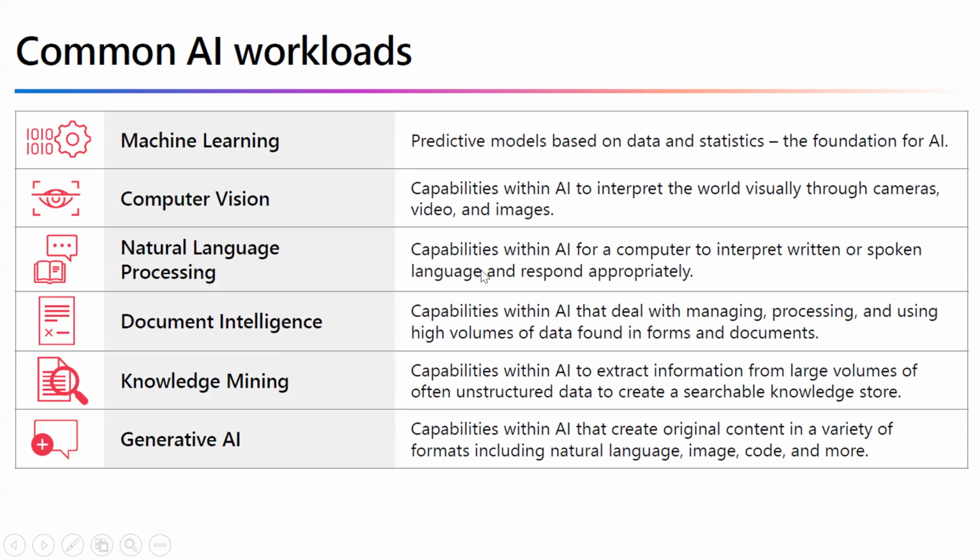NLP, as I explained, is the capability within AI for a computer to interpret written or spoken language, the natural language which we speak. Document intelligence is the capability of AI that deals with managing, processing, and using high volumes of data found in forms and documents. These are specific to Azure. Then knowledge mining, and generative AI, which we are going to deal with: capabilities within AI that create original content in a variety of formats, including natural language, image, code, and more.